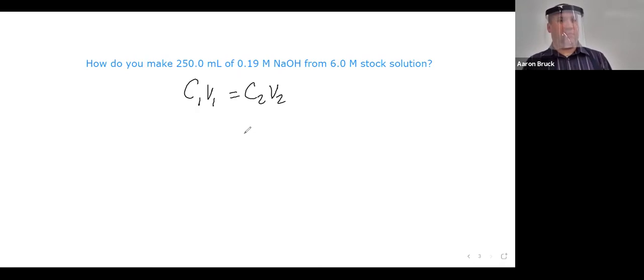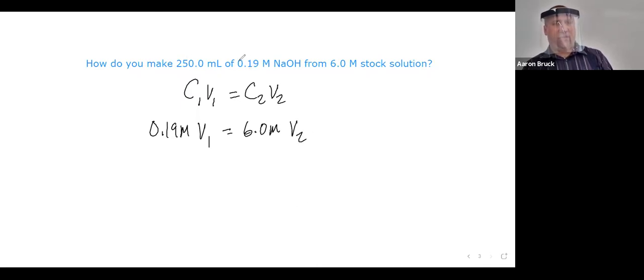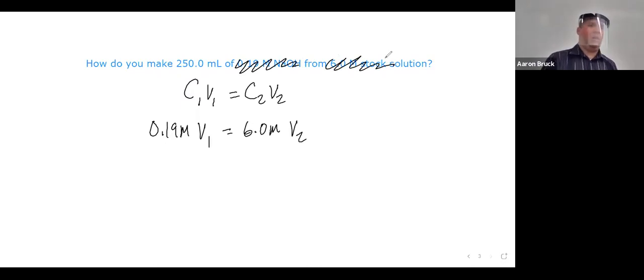Okay, so I know I'm going to put the concentrations on opposite sides of the equation, so let's just go ahead and do that. 0.19 molar over here, 6.0 molar over here. So I've taken care of this one. I've taken care of this one. Where does the 250 go?